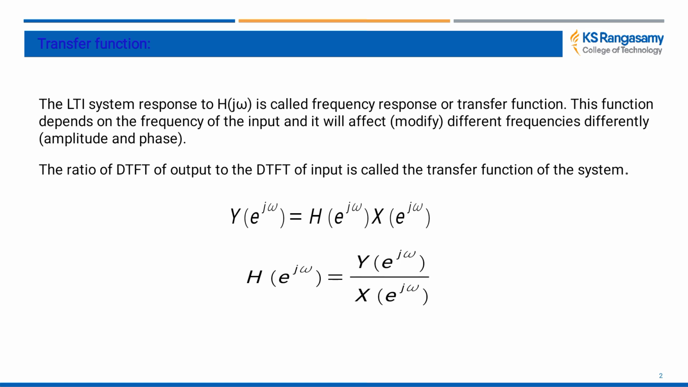Here the transfer function is denoted by H of e power j omega, which is equal to Y of e power j omega divided by X of e power j omega, where Y of e power j omega is the output that was modified by the given input X of e power j omega. Both the terms X of e power j omega and Y of e power j omega are dependent on the frequency. So hence the transfer function is also called the frequency response of a system.